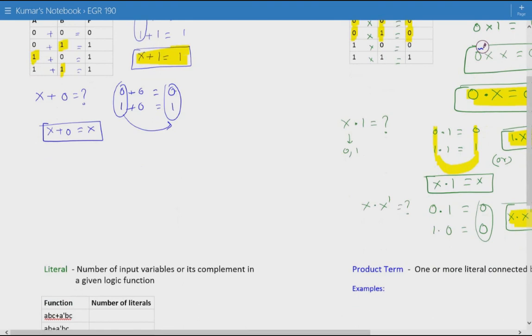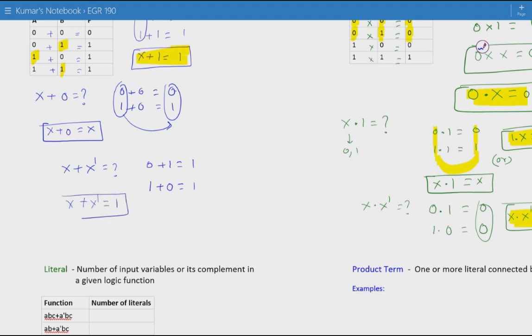Now the last one, what does x plus x bar equal? If x is 0, x bar would be a 1, so 0 plus 1 is 1. If x is 1, x bar is 0, so 1 plus 0 is 1. So no matter whether x is 0 or 1, x plus x bar equals 1 all the time. So one of the other properties we have to remember: x plus x bar equals 1, and x plus 0 is x.